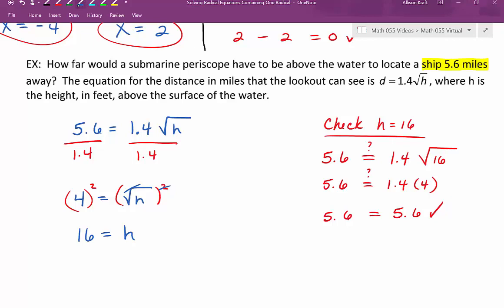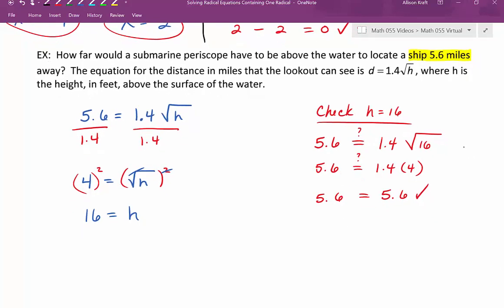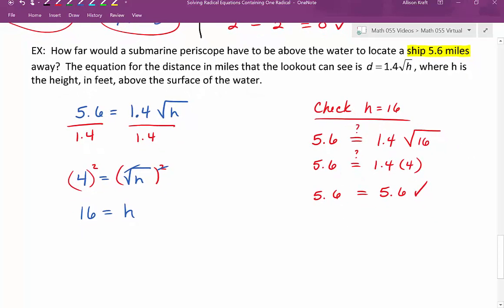Remember, since it's an application problem, you want to make sure that you've answered the question and included any appropriate units. The question is, how far would the submarine periscope have to be above the water? Well, that's what h tells us, so we have answered the question. The only other thing we need is units, and it says right here, h is the height in feet. Our final answer is 16 feet.